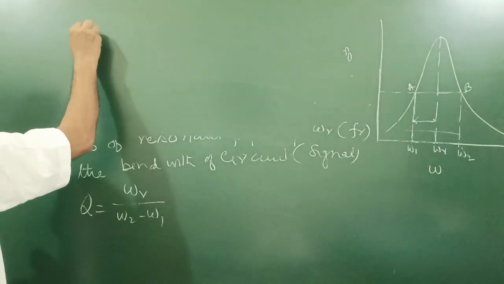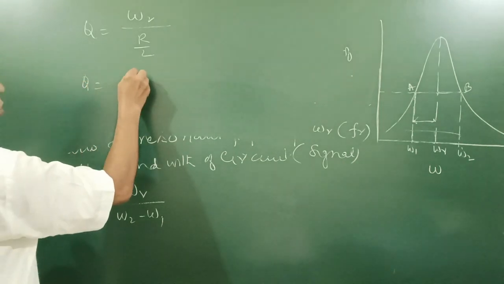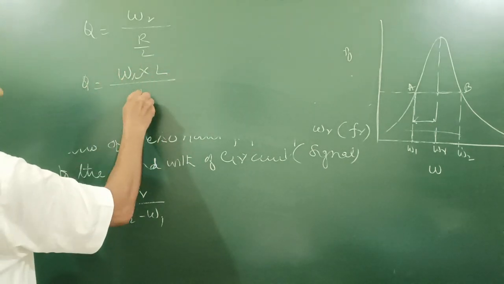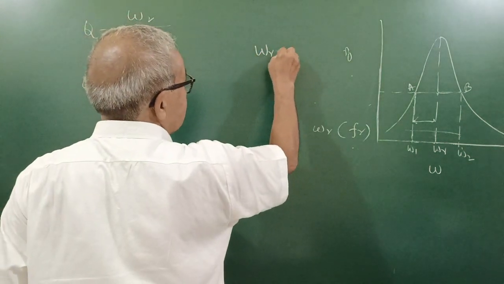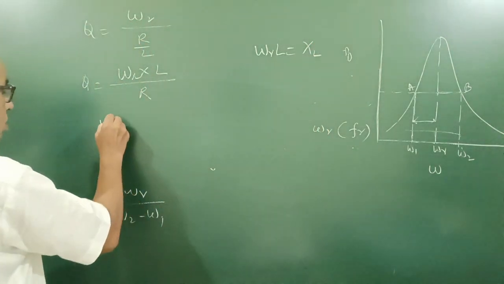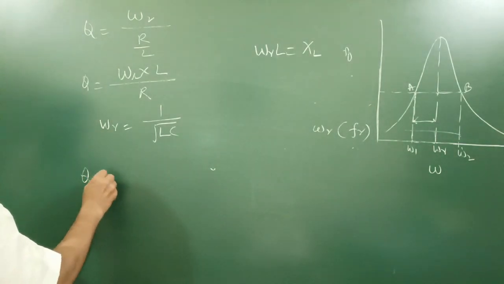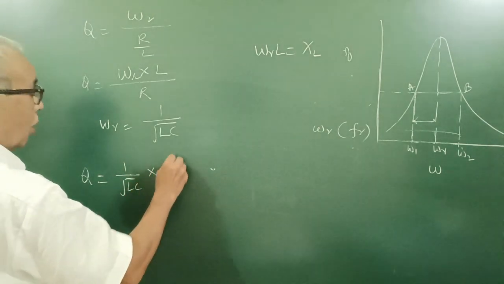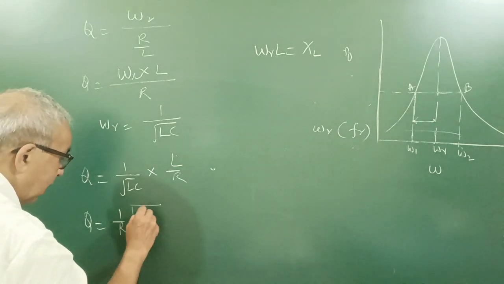So Q equals omega r upon R by L, so Q equals omega r into L upon R. Omega r into L, you know, is the inductive reactance XL, but here I use omega r equal to 1 upon root LC. So we get Q equal to 1 upon root LC into L upon R, or it comes out to be Q equal to 1 upon R under root L upon C.